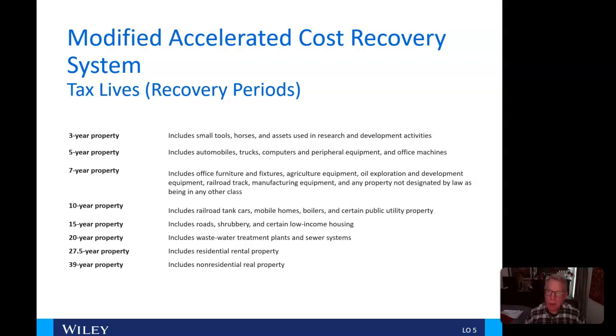When we left off, we were looking at the Modified Accelerated Cost Recovery System, MACRS, and the different tax lives for different kinds of property. So here are those different kinds of property. We have 3-year property, 5-year property, 7-year property, etc., all the way down. And you can see what items are included in those property categories.